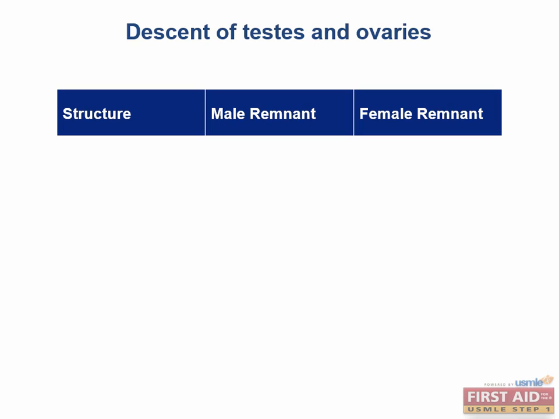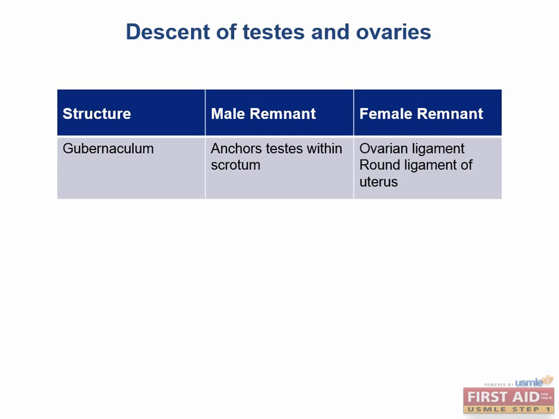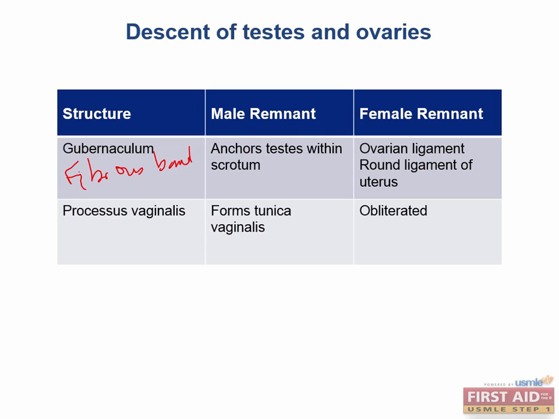So finally, note that both the ovaries and the testes descend from their original position in the peritoneum. They have similar anchors, which is a fibrous band, known as the gubernaculum in males, and the ovarian ligament and round ligament of the uterus in the females. Now also in males, the outpouching of the peritoneal tissues persists as a tunica vaginalis.